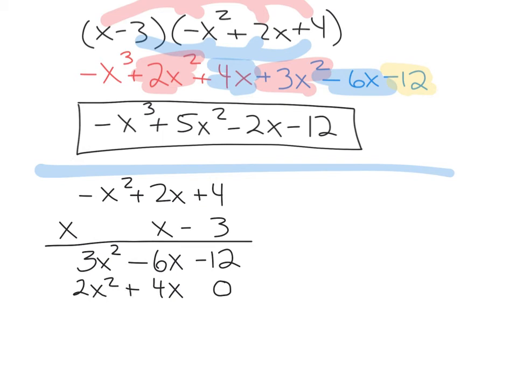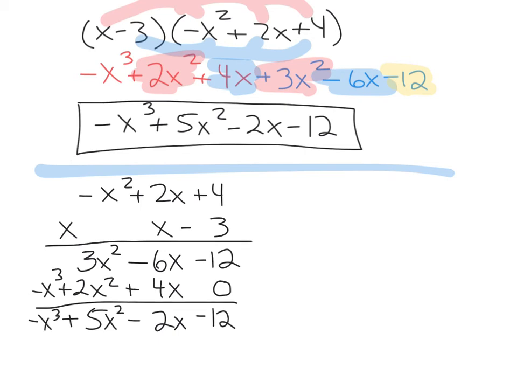And then an x times a negative x squared is a negative x cubed, okay? And then, of course, you add these together, and you have a negative 12. Then you have yourself a minus 2x, a 5x squared, and then a negative x cubed. And so once again, you end up with the same answer as you did up here. And so that is the process for multiplying, okay?